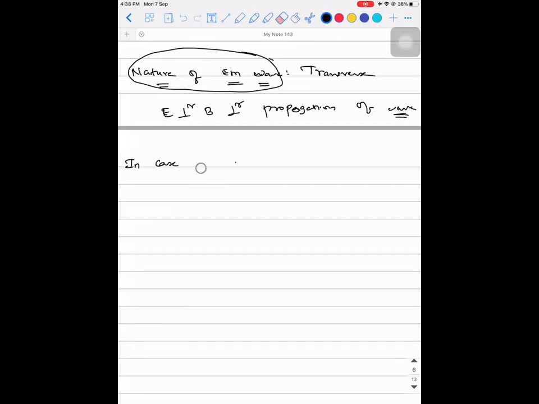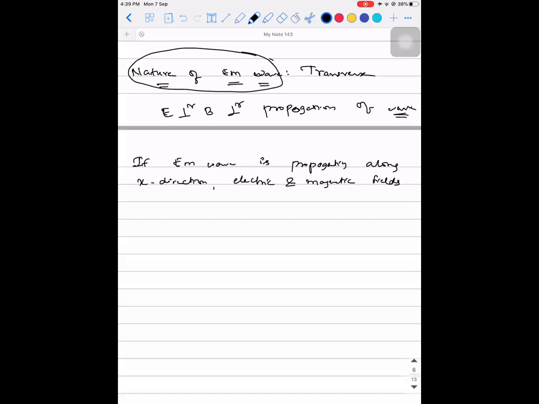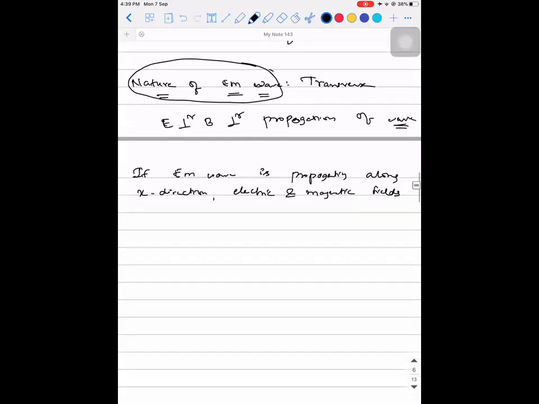In case the EM wave is propagating along the x direction, then electric and magnetic fields will be in which direction, guys? So what was the last point I told you? Electric field is perpendicular to magnetic field, and they both are mutually perpendicular to whom? The direction of propagation.